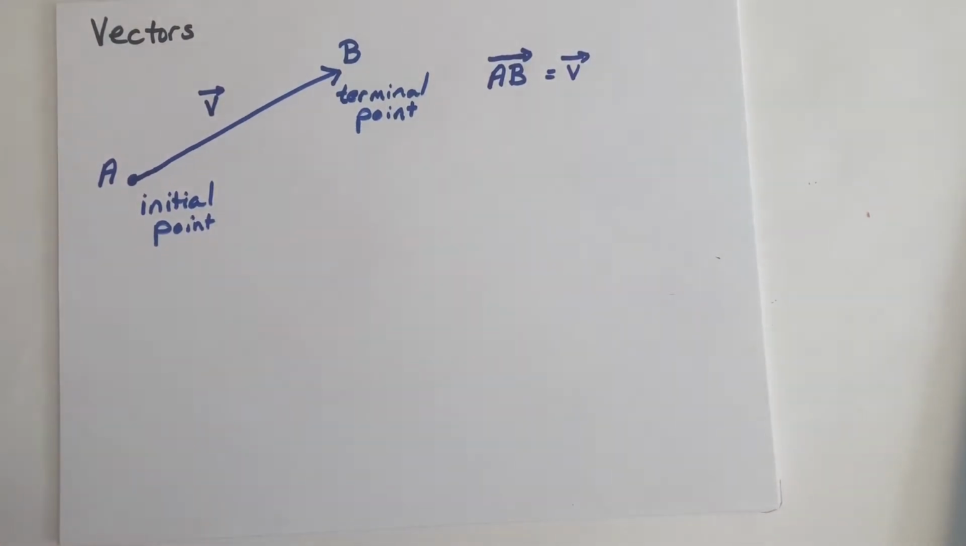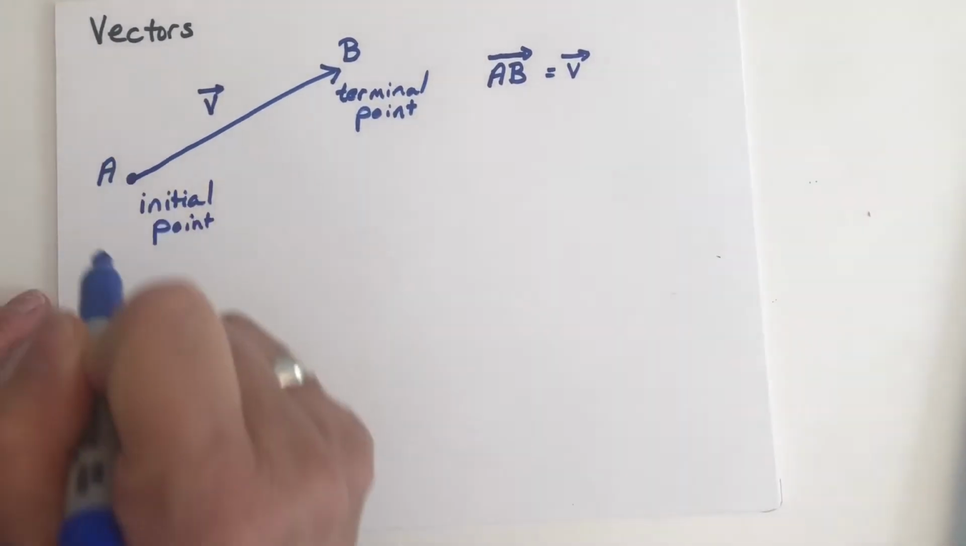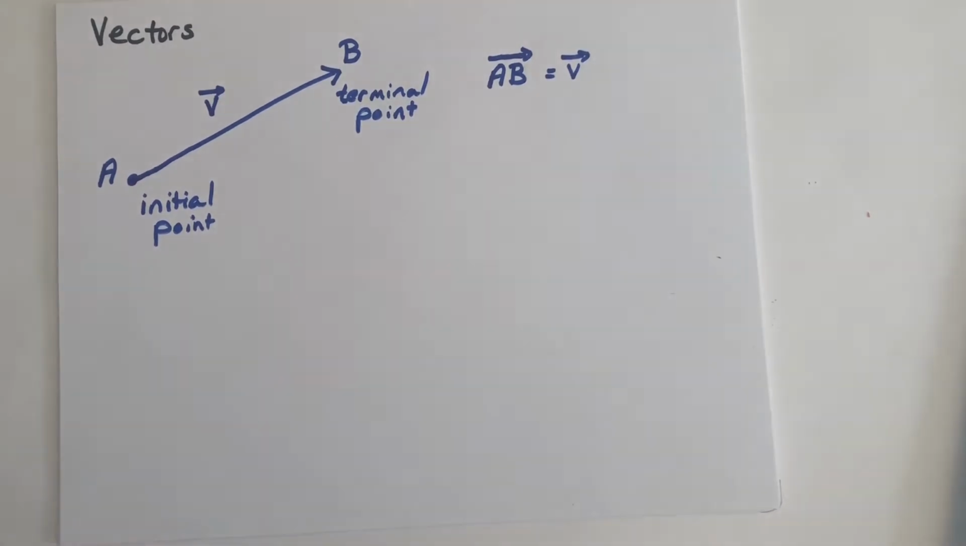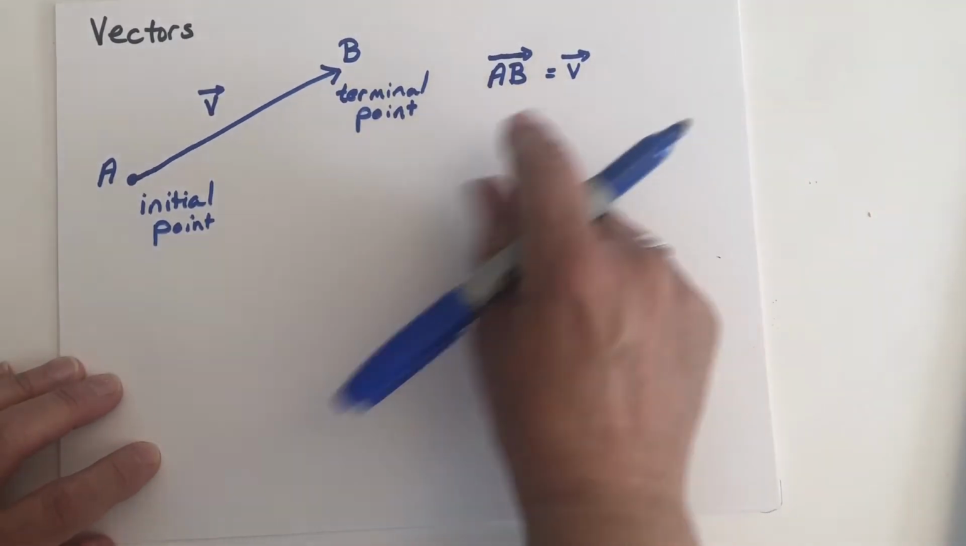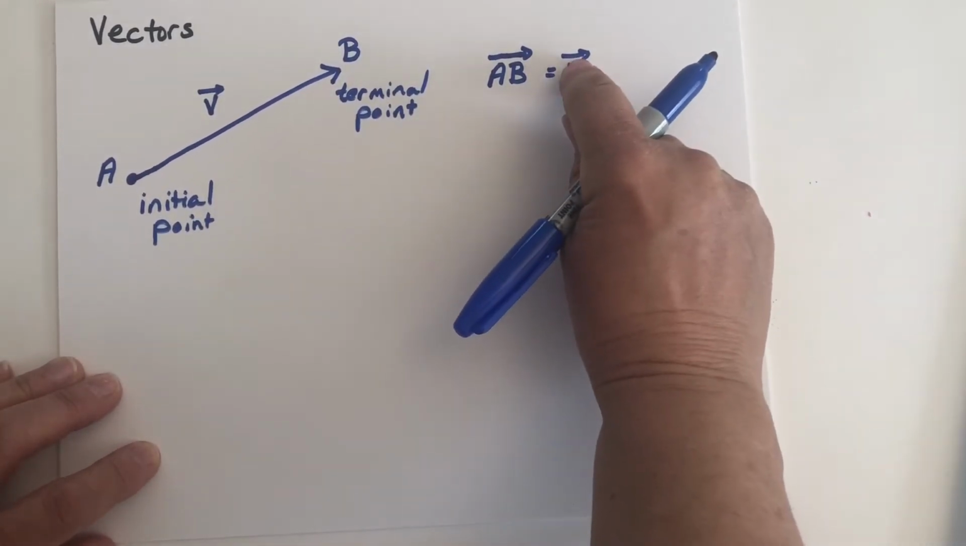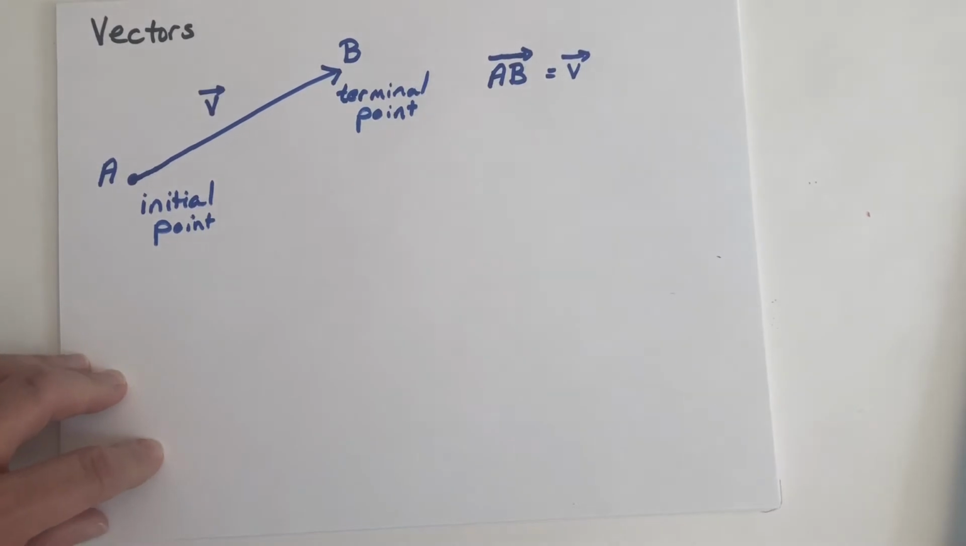You'll notice when you're reading in textbooks that you don't see the little arrow over the V because the vectors are written in bold. In textbooks, you'll see them in bold. But when we handwrite them, we'll put an arrow over it so people can tell that we're talking about a vector.